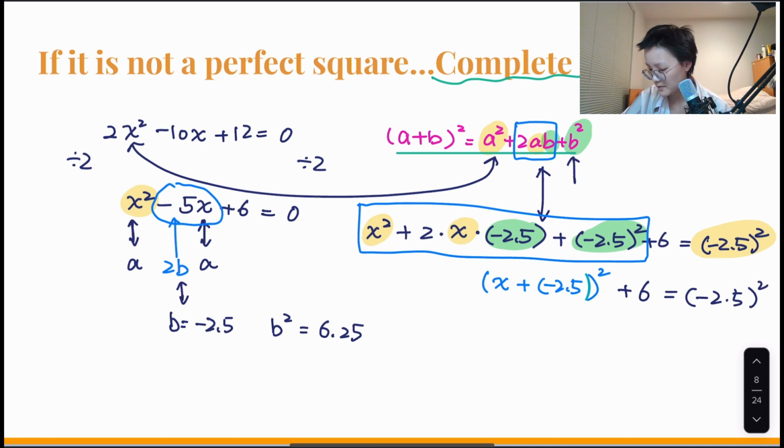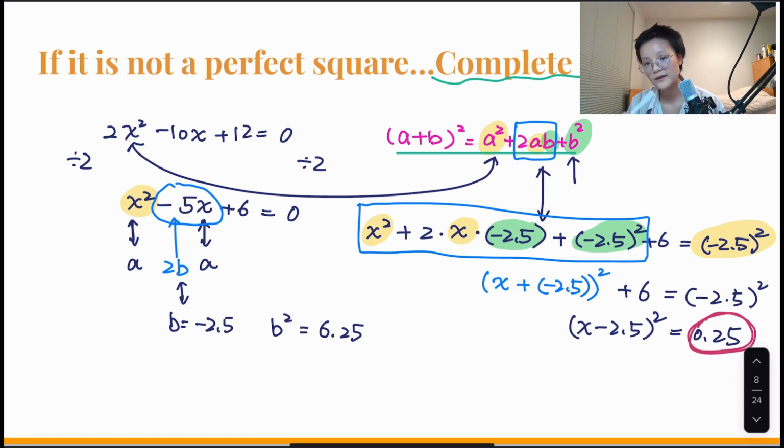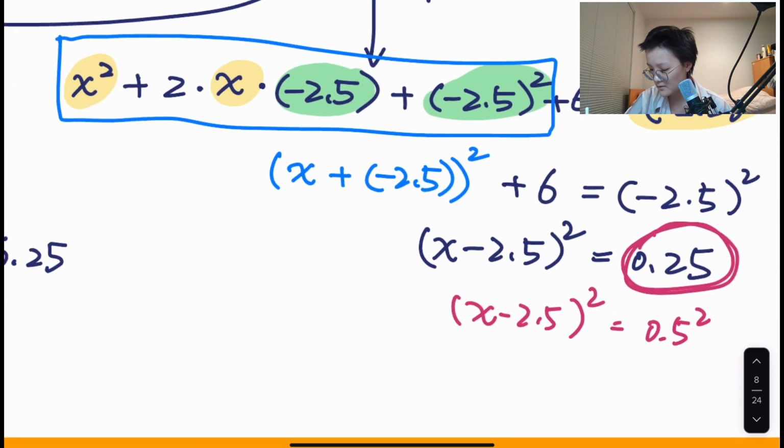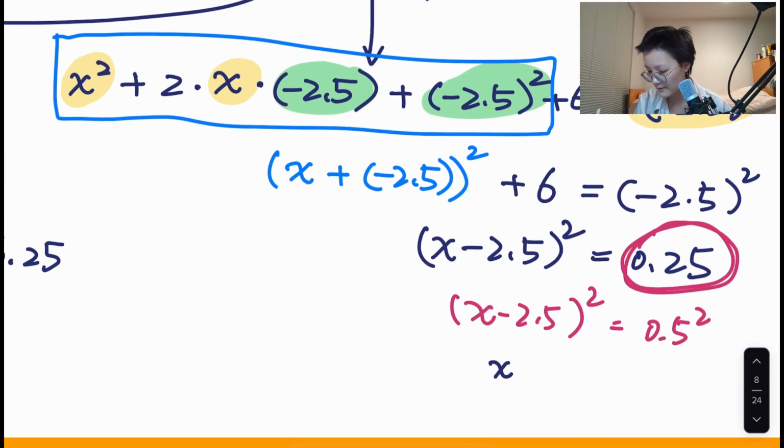We move this plus 6 to the right hand side and do the calculation, which is 0.25. Now we have this. This is again similar to the equation when we solved using perfect square. So x minus 2.5 equals either positive or negative 0.5.